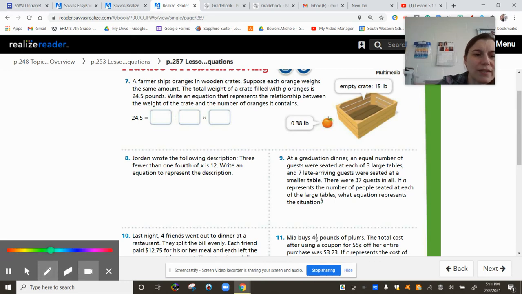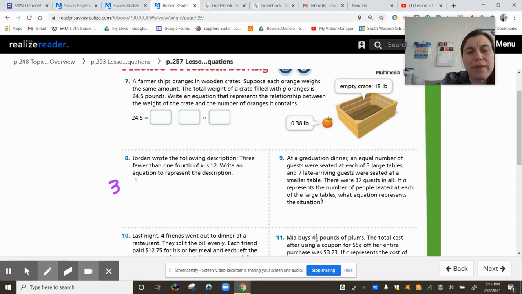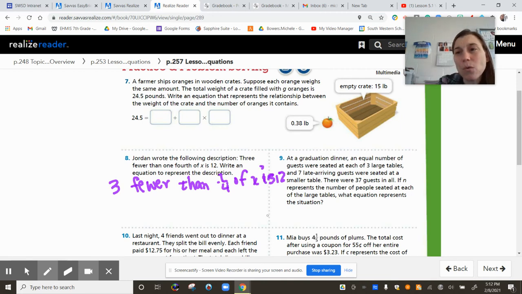So now let's look at number 8. Jordan wrote the following description. 3 fewer than 1/4 of x is 12. So I'm going to write that again. 3 fewer than 1/4 of x is 12. Okay, so we're going to translate this from a sentence into math. First thing I want you to notice is the word is. Is, was, are. Those are all words that mean equals.